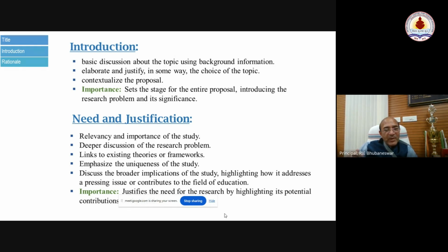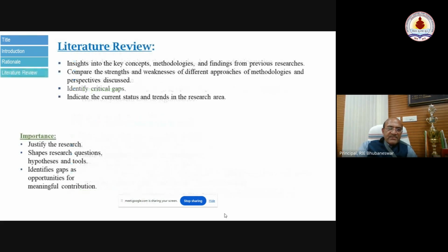And if I find superconductivity in that, if I can construct a wire of metallic glass having superconductivity, then I can draw electrical transmission lines which will last generations without electricity loss. So that's why the broader implications of this study must be highlighted and addressed, and importance should again be highlighted. This importance should justify the need for the research, that is, what will be the potential contribution of this research.